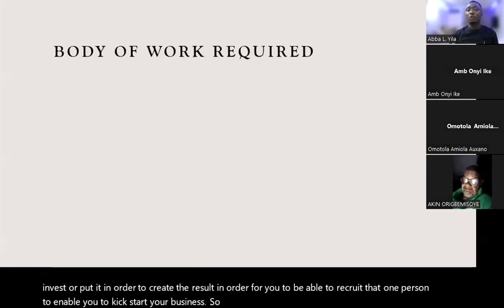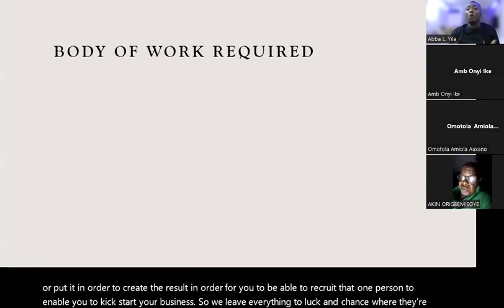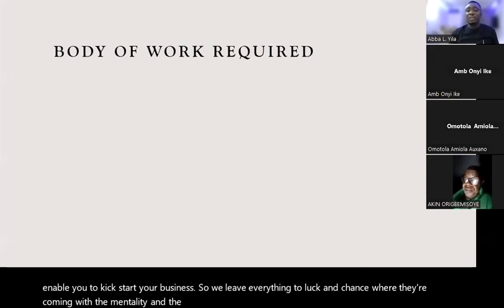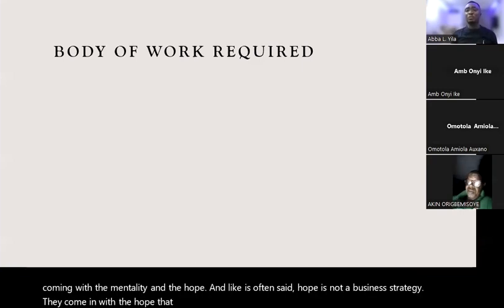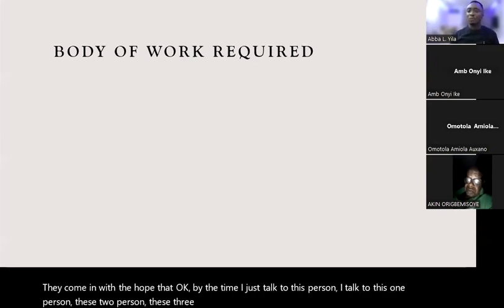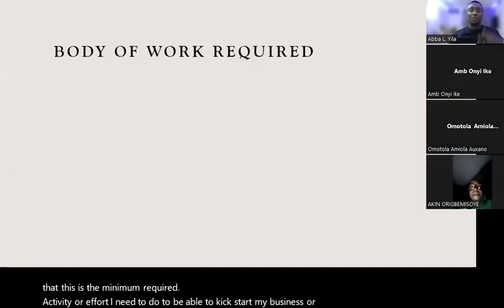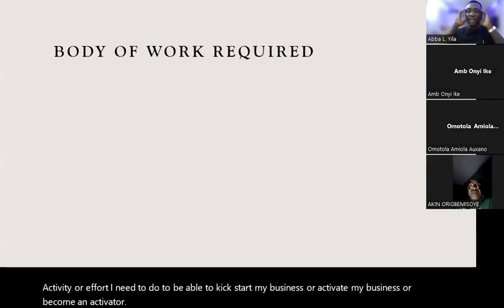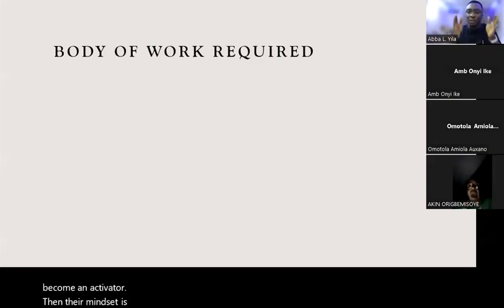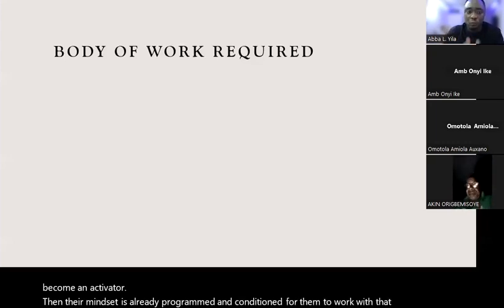So we leave everything to luck and chance, where they come in with the mentality and the hope. And like it's often said, hope is not a business strategy. They come in with the hope that, okay, by the time I talk to this one person, this two persons, these three persons, people will sign up. No. But if he or she knows that this is the minimum required activity or effort I need to do to be able to kickstart my business, or activate my business, or become an activator, then their mindset is already programmed and conditioned to work towards that target.